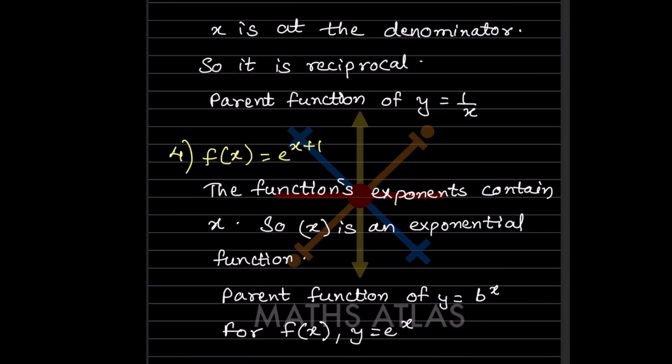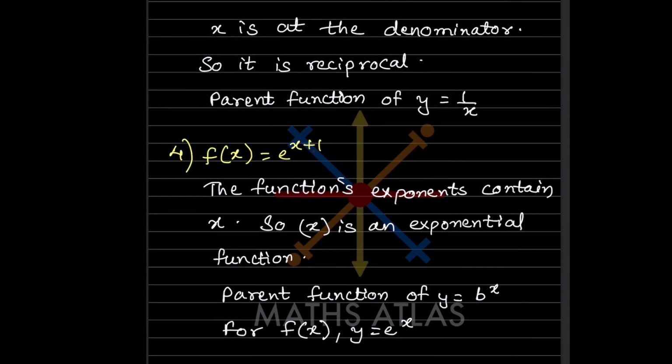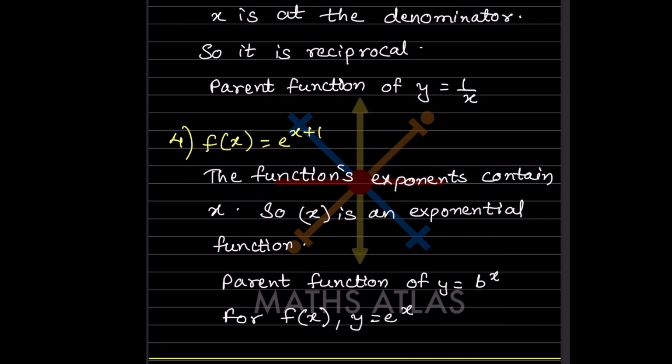Now f of x is equal to e raised to x plus 1. Here we have an exponent, so we can say this is an exponential function. And the parent function is going to be y is b to the x, for that f of x, y is e to the x.